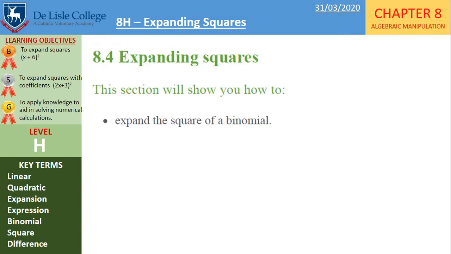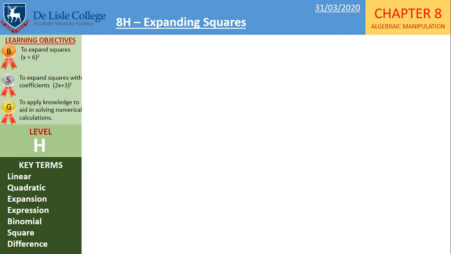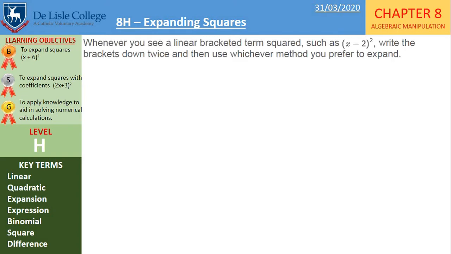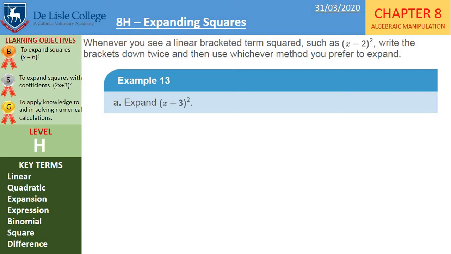So today we're going to be looking at expanding the square of a binomial. Now we've already looked at what a binomial is, and that is an expression that has two terms added together. So whenever we see a bracketed term squared, such as x take away 2 squared, that means we are multiplying that expression by itself. So this time we're going to write down the bracket twice and then use whichever method we would like.